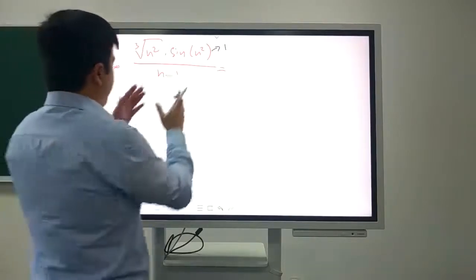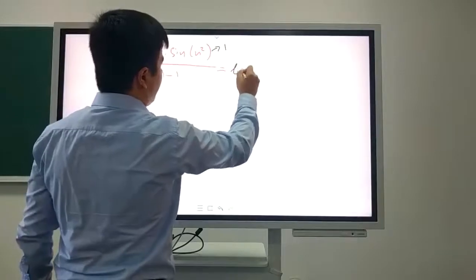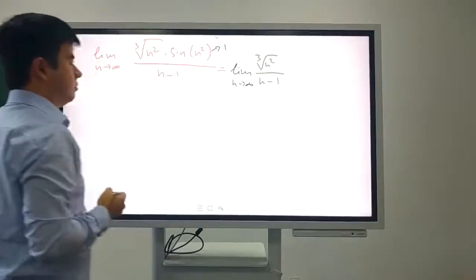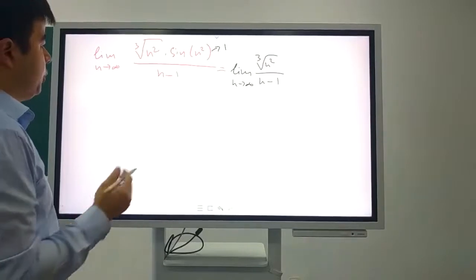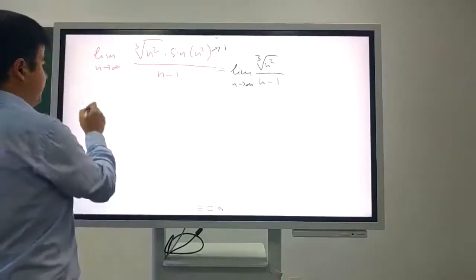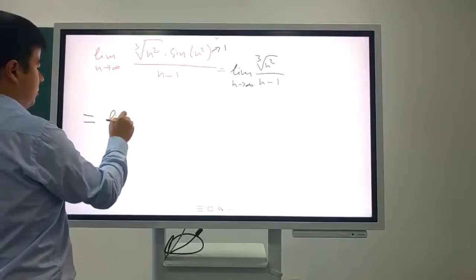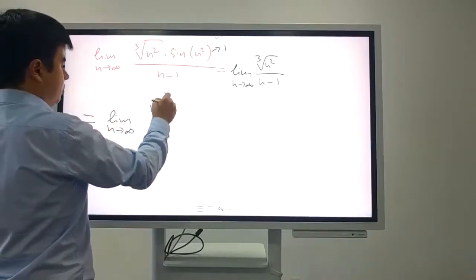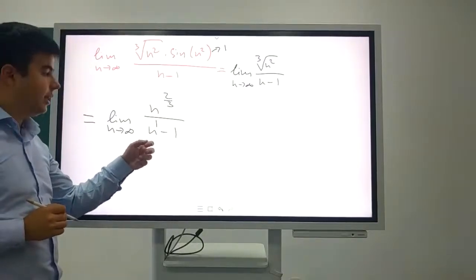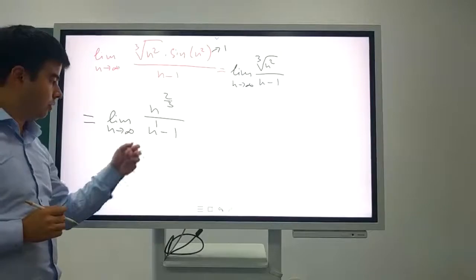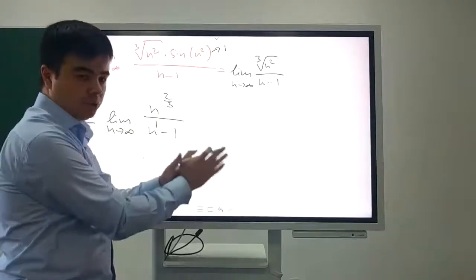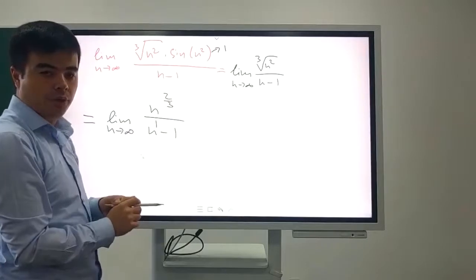Now we can replace sine n squared with 1, and we have limit n tends to infinity cubic root of n squared over n minus 1. So, which power is greater? In the numerator we have 2 over 3, and in the denominator the first power. We can also write it in this form: 2 over 3 and minus 1. The power of the denominator is greater than the power of the numerator, so the denominator goes to infinity faster than the numerator.